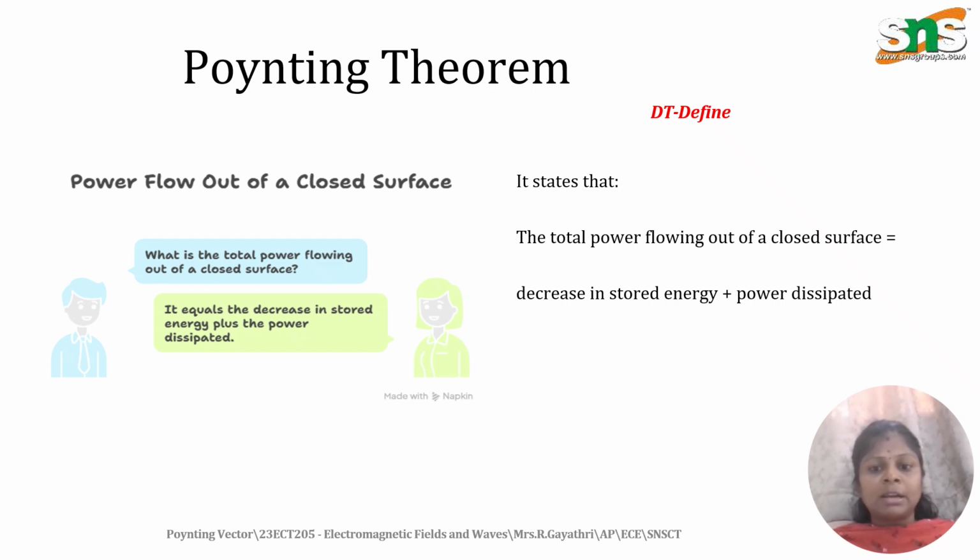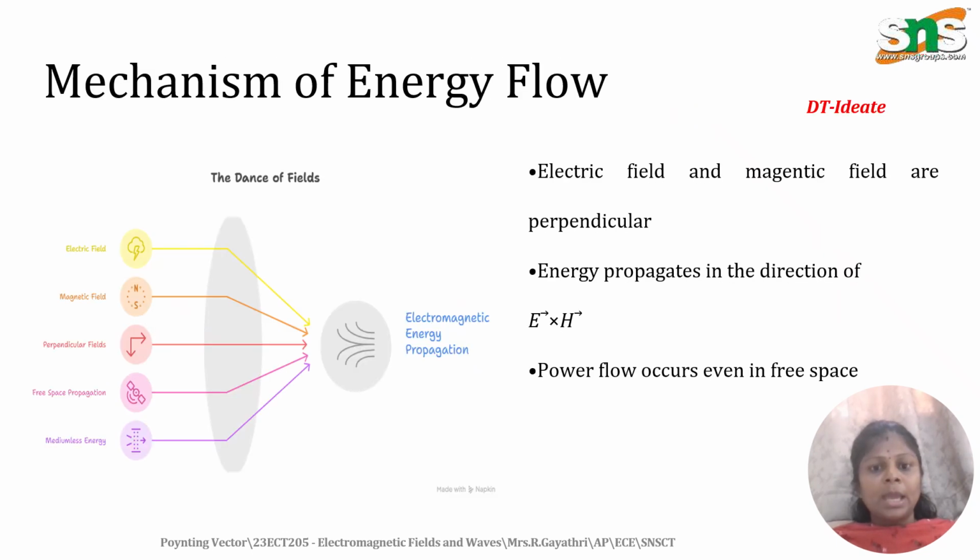It equals the decrease in the amount of energy stored in one particular transmission line, and how the amount of power will be dissipated. In addition, this is related to the power flow out of the closed surface. And the mechanism of energy flow is related to the electric and magnetic field, which are perpendicular to each other.